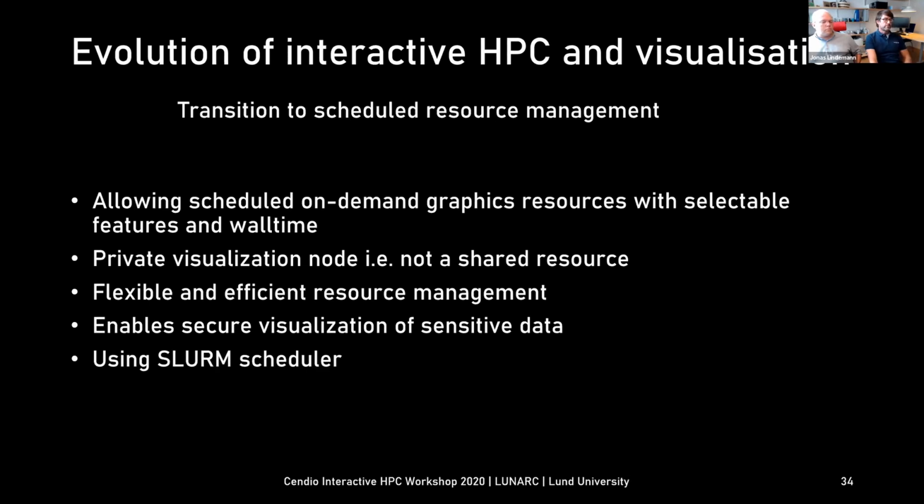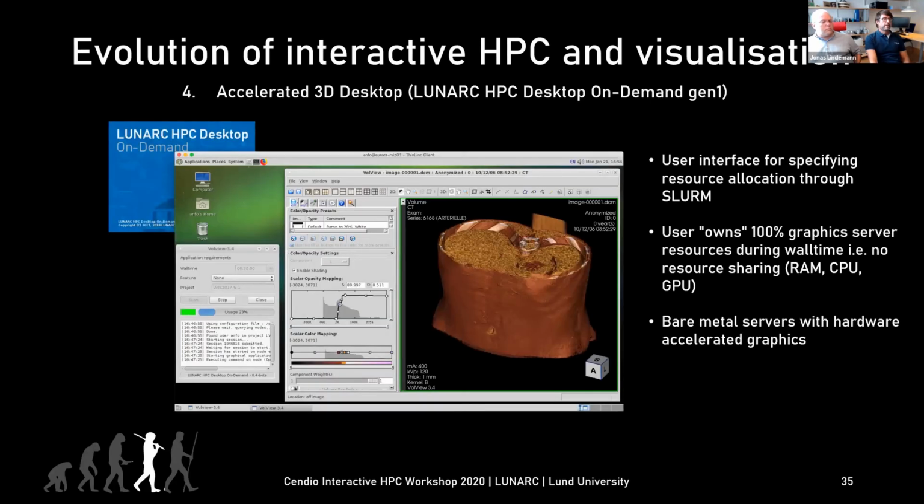And as I said, we're using Slurm. So this is how it looks, the first generation of the on-demand desktop. Now we're running a volumetric rendering application, VolView. To the left of this image, you see the on-demand GUI, where it's possible to choose different feature sets and set the wall time. And there's a progress bar.